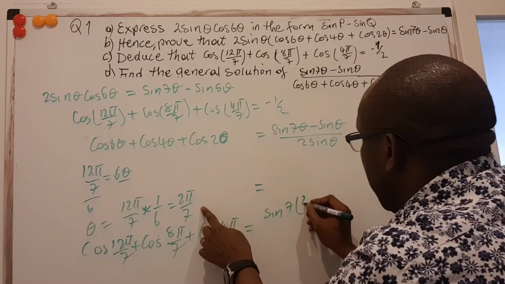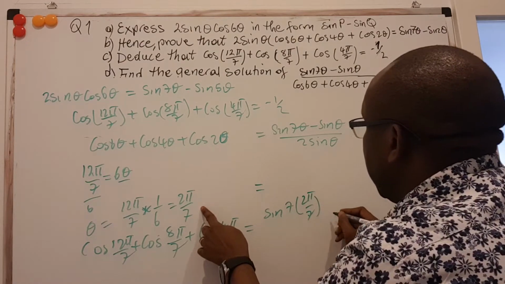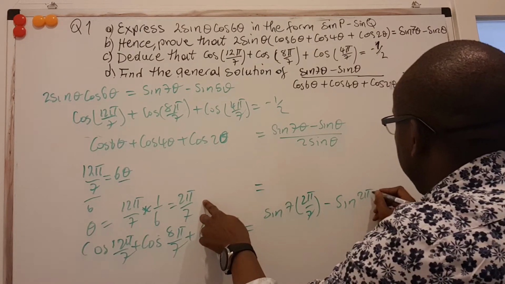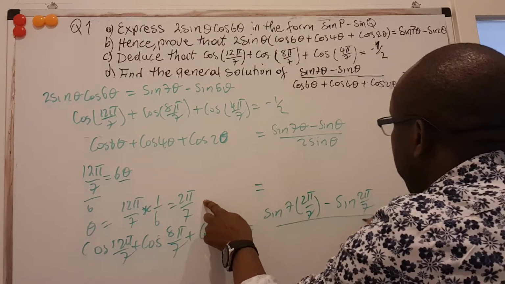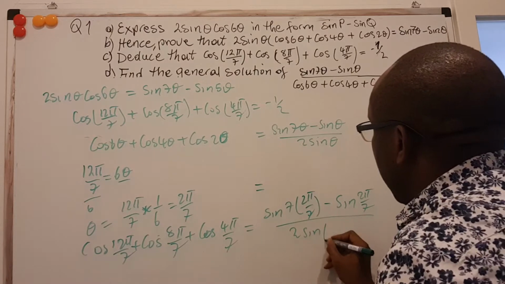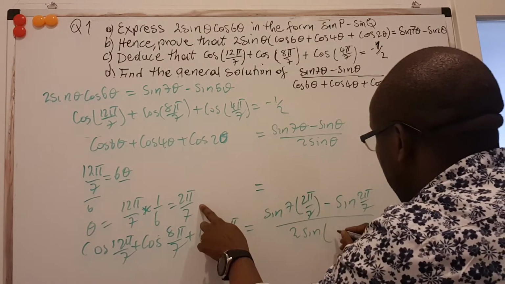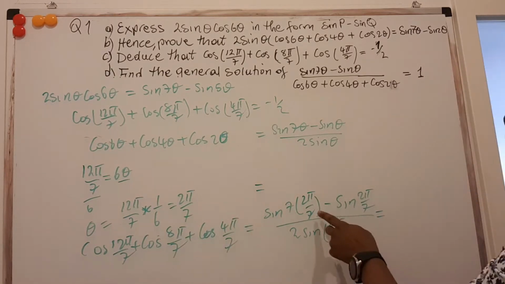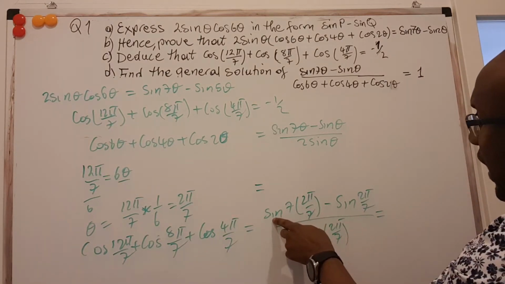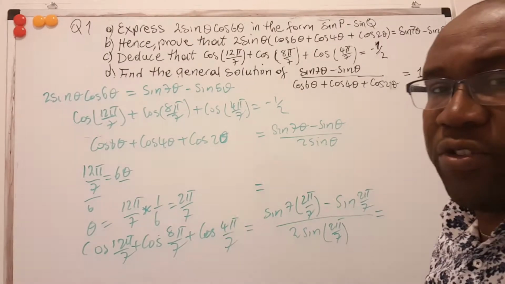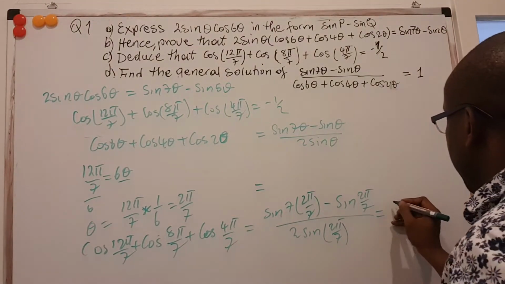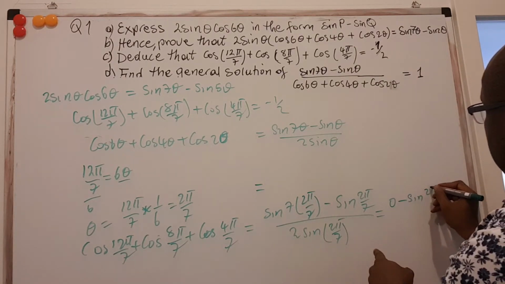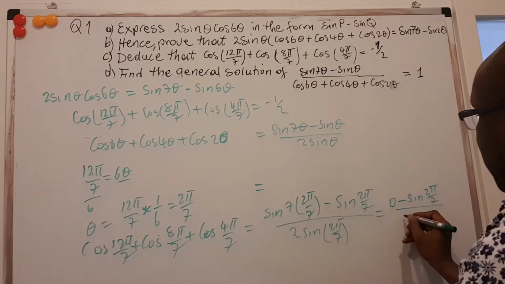So my theta is 2 pi divided by 7, minus sine of that theta, that is 2 pi on 7, divided by 2 sine of theta. Theta is 2 pi on 7. If you arrange this properly, the 7 here goes over the 7, and I get sine 2 pi. But sine 2 pi is equal to 0. Sine of 360 is 0. So that is 0 minus the sine of 2 pi divided by 7, divided by 2.